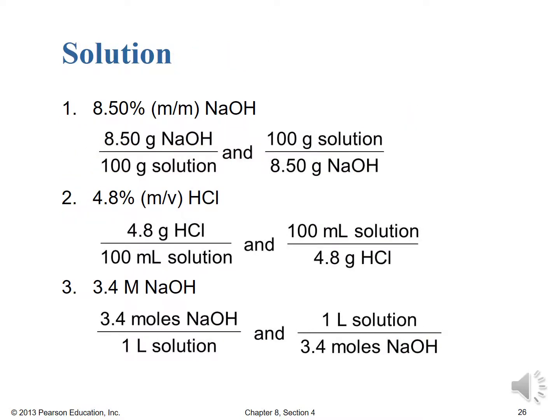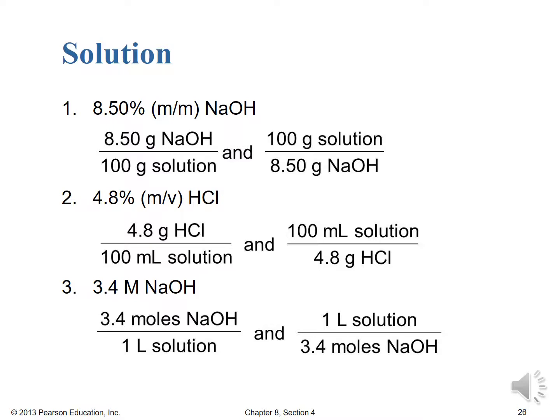Okay, and so here we don't have a guide or anything fancy like that. It's just pretty straightforward, I hope. An 8.50 mass per mass percent NaOH solution means there's 8.50 grams of NaOH per 100 grams of solution, but that also means we can do the inverse and say 100 grams of solution has 8.50 grams of NaOH, and we could use it either way, whichever way is appropriate for a dimensional analysis problem.